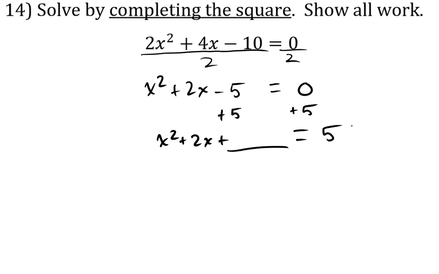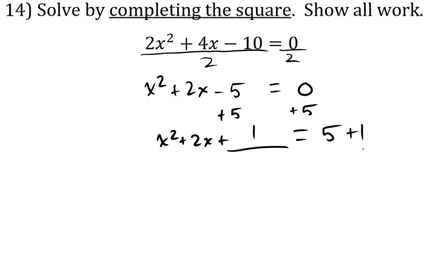To complete the square on the left-hand side, I'm just taking half of b and squaring that, because a, the coefficient, is happily just the number 1. So this is working very nicely. Half of 2 is 1. 1 squared is 1. So I'm just going to add 1 to both sides.